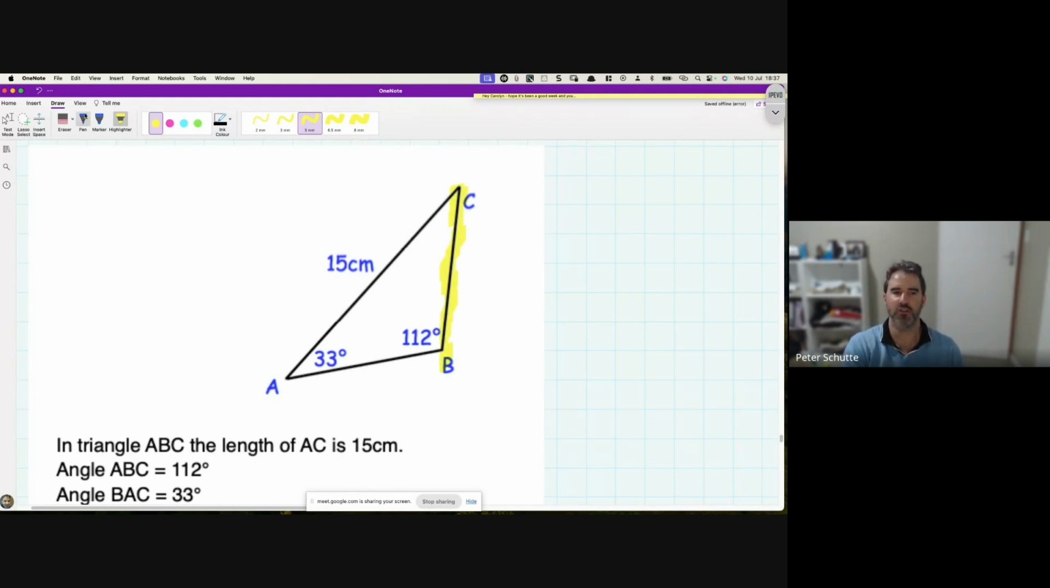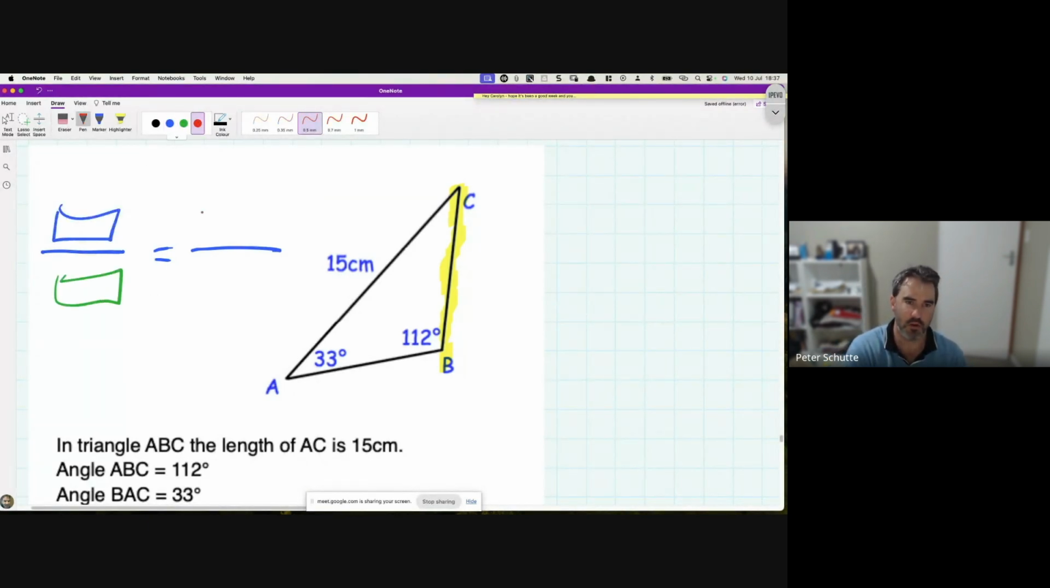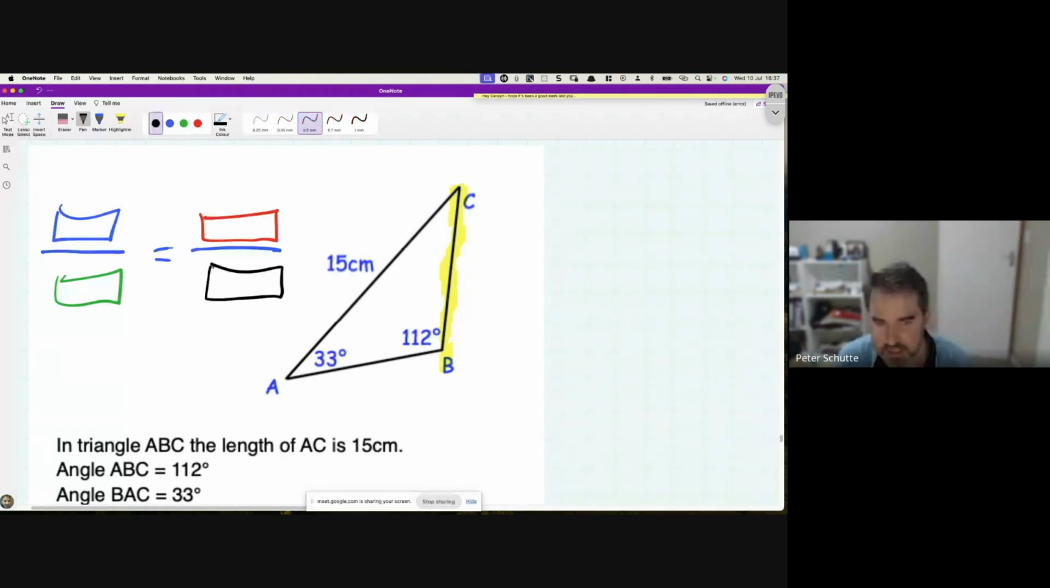I want you to set up a system using the sine rule, and I'm not going to give you much more help other than to say you need to fill in what you think goes in these. And then I want you to find what that BC is going to be. If you get stuck, you can raise your hand and ask a question.